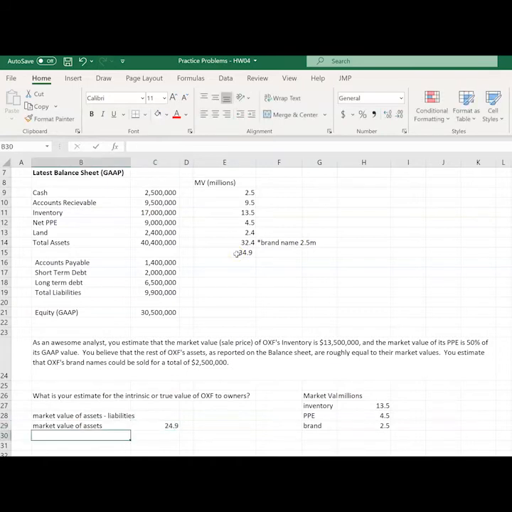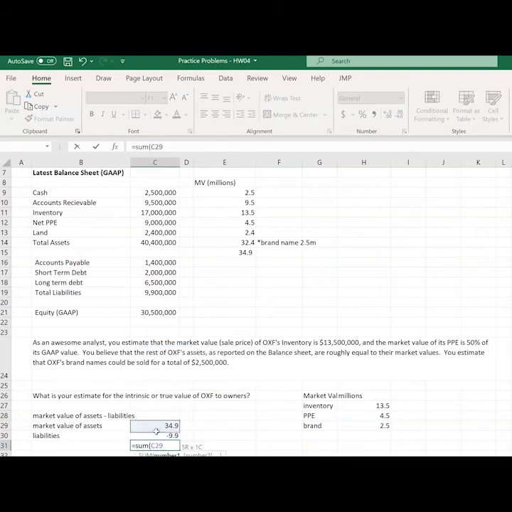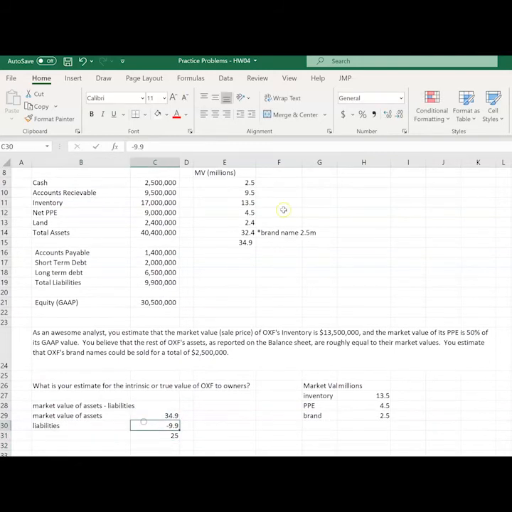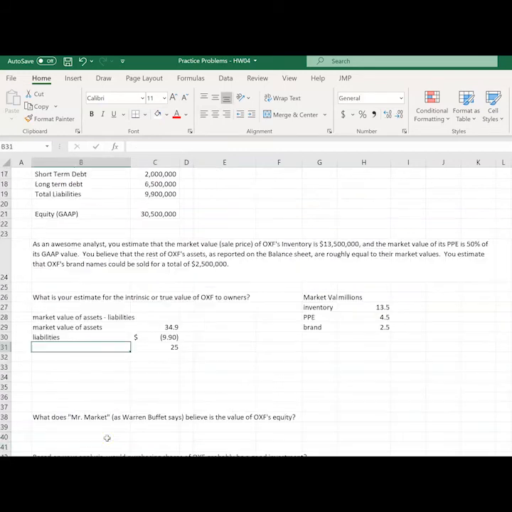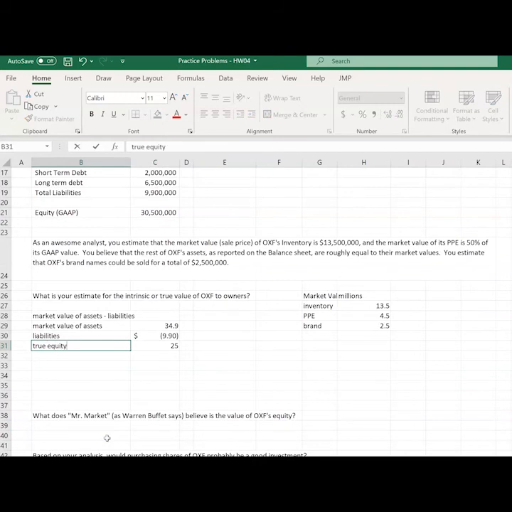34.9. And then liabilities. So what is the value of liabilities? Liabilities, no need to figure out the market value for any of that. We look right here, it says 9.9, so that's what we're going to use. Okay, so we'll go ahead and take the sum of that. Again, this is how I would do it in Excel. Let's switch this up to the accounting way of looking at it. All right, and this is your true equity.